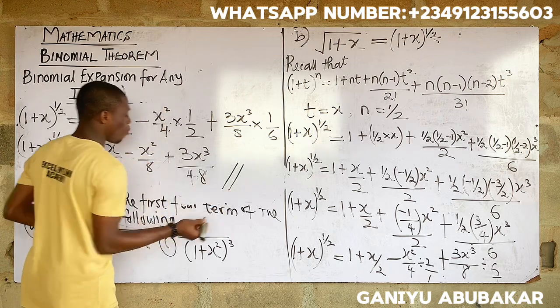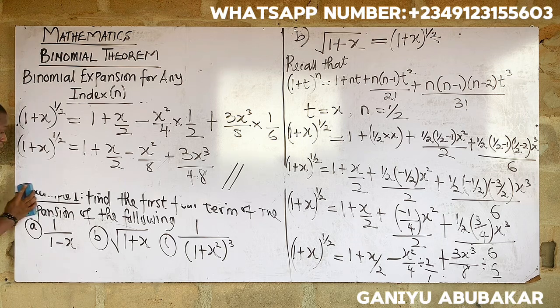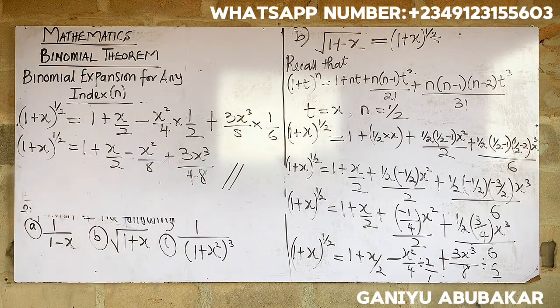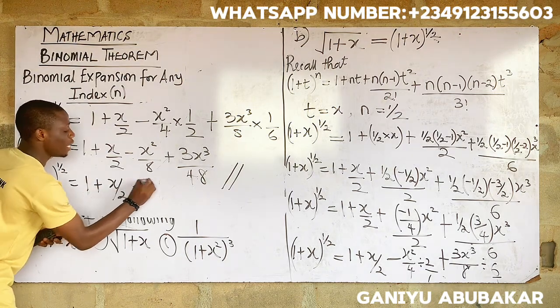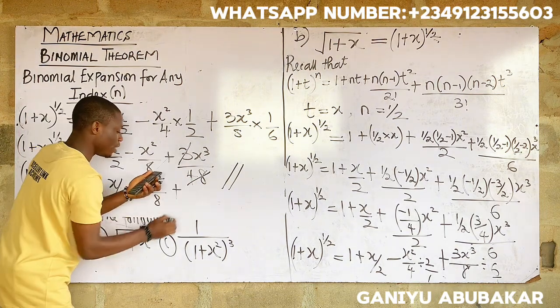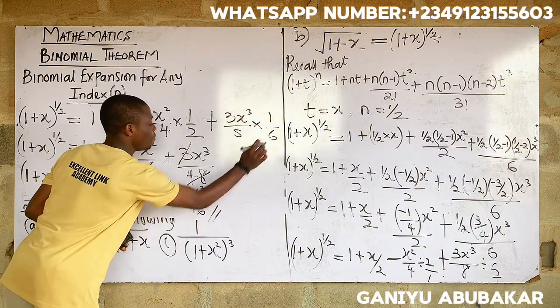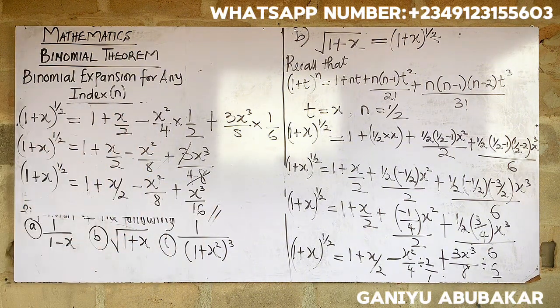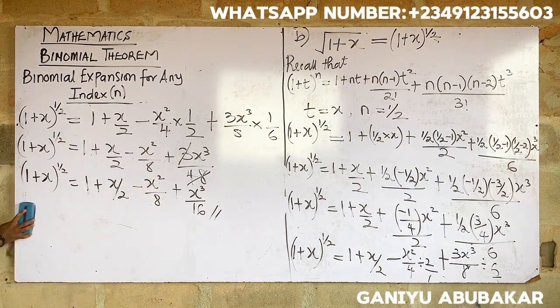I can leave it this way, or perhaps I can still break it down. So if I want to break it down, what do we get? So from there, I'll have, if I expand 1 plus x to power half, I will have 1 plus x over 2 minus x squared over 8 plus 3 here 1, 3 here is 16. That becomes x cubed over 16. It becomes my final answer after expanding that particular question, as you can see.